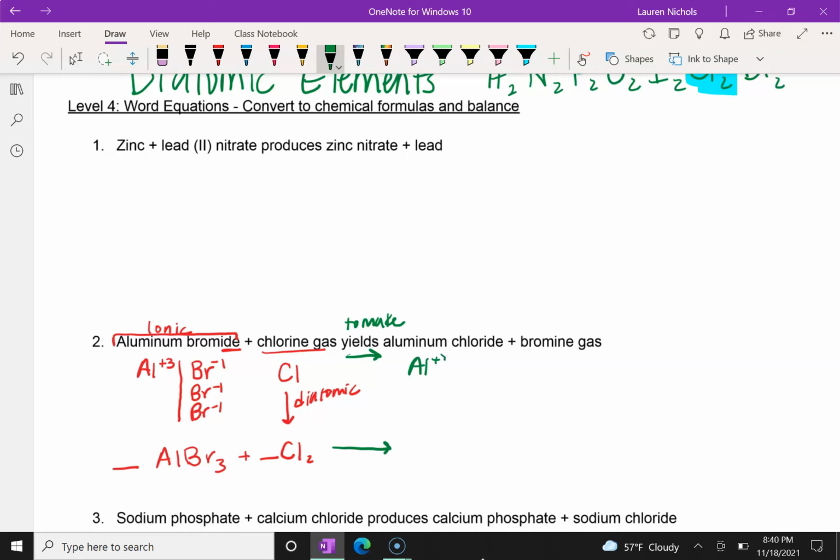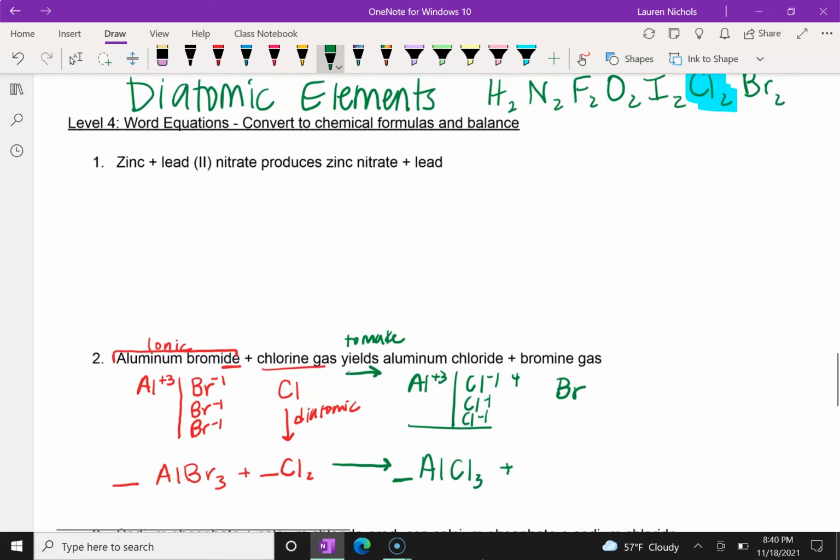So I have Al plus 3, Cl minus 1. To balance it out, I'm going to need 3 chlorines. And so we get AlCl3 plus our bromine gas. Bromine is just Br, but bromine is also one of my diatomic elements, and so it has to be written as Br2.